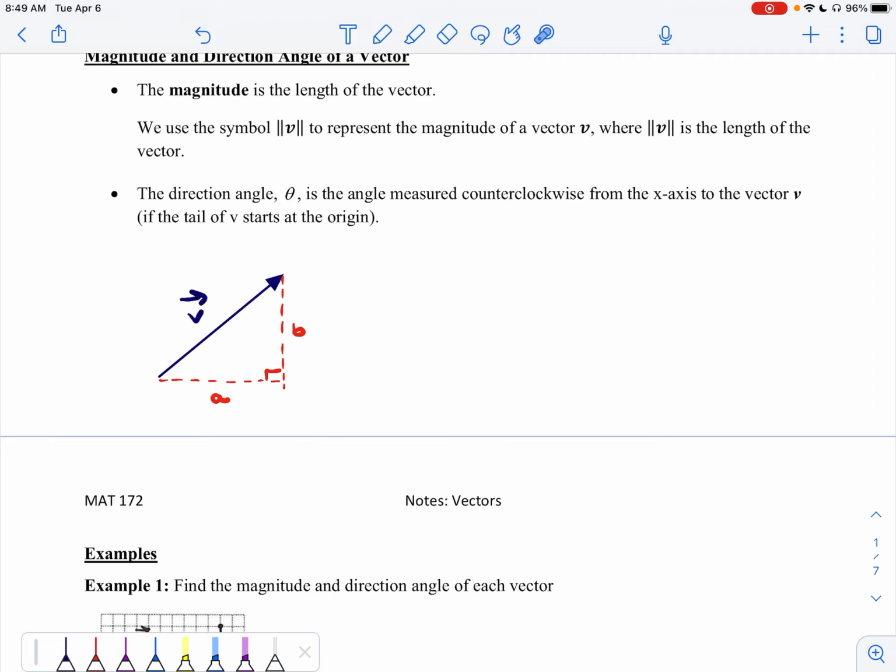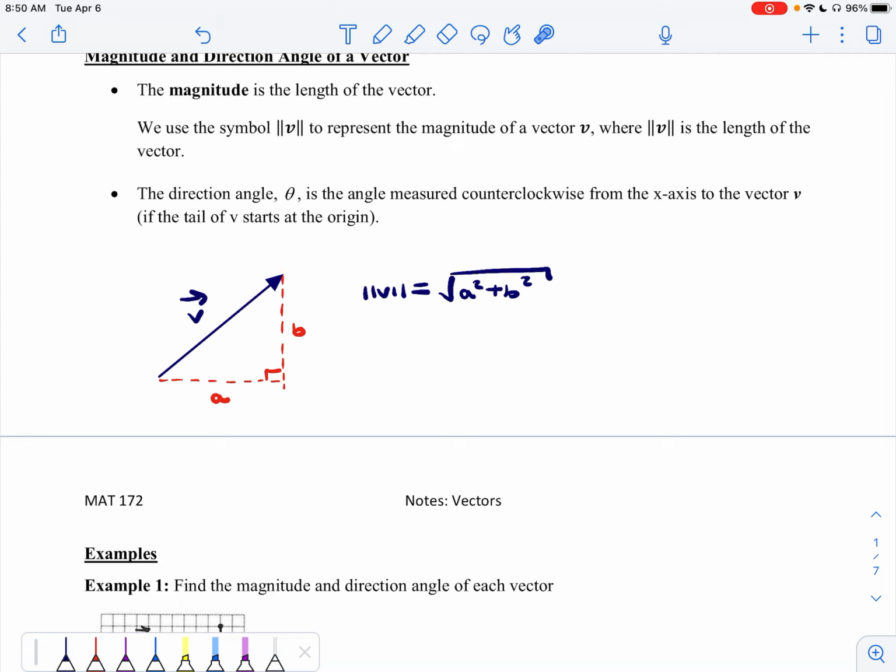And if we want to find the magnitude, or the length of this vector, then we're basically just finding the hypotenuse of a right triangle, so that's just Pythagorean's theorem. So the magnitude of our vector would be, from Pythagorean's theorem, the square root of a squared plus b squared.